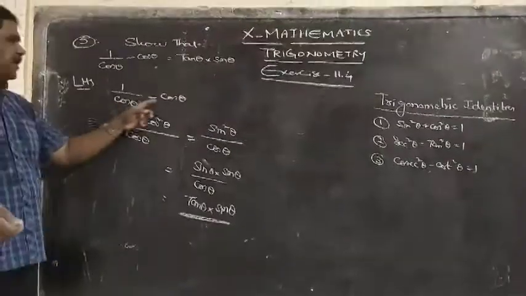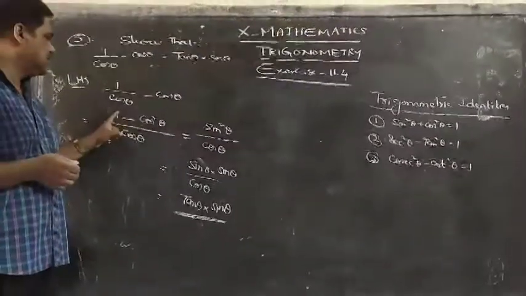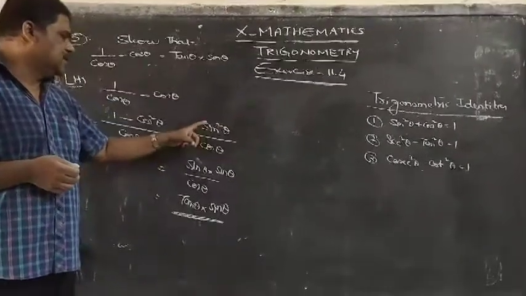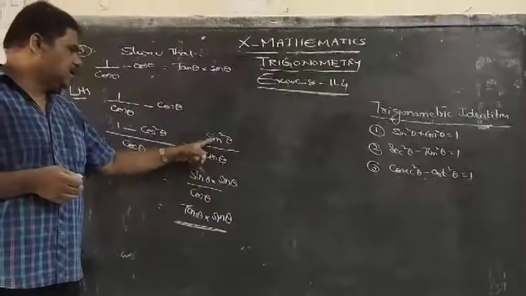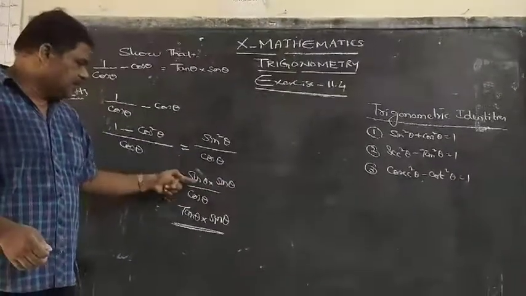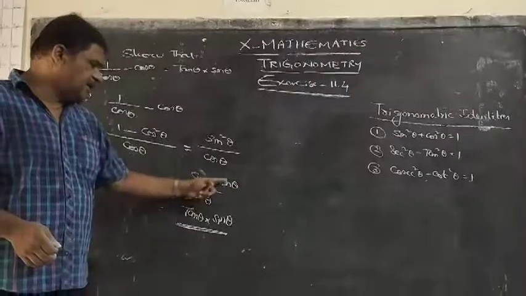So first you take LCM. After taking LCM, 1 minus cos square theta is called sin square theta from that identity. Sin square theta by cos theta. This sin square theta you split, sin theta into sin theta. Now sin theta by cos theta is tan theta into sin theta.